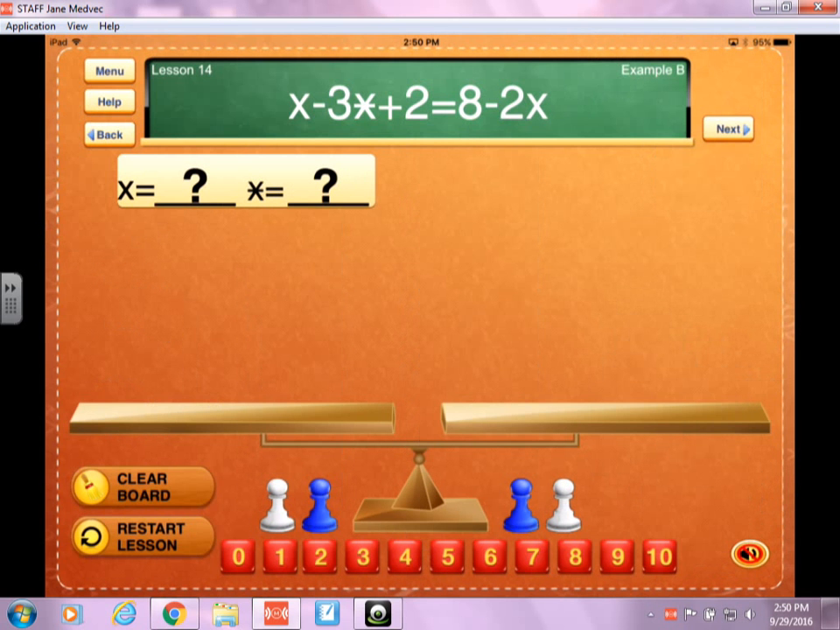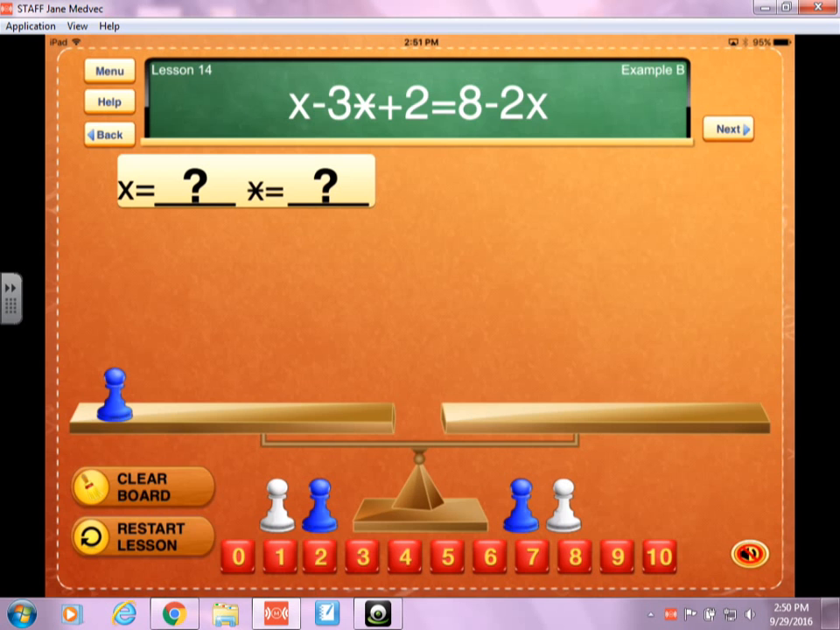All right, here is the first problem. You can go ahead and write it down on your paper. x minus 3 star plus 2 equals 8 minus 2x. Now, this is the problem. Let's say you were going to set this up. I'm going to put up my x, and what's the next thing they ask me to do? Take away 3 star. Do I have 3 star to take away? No. This is going to be causing our problem today.